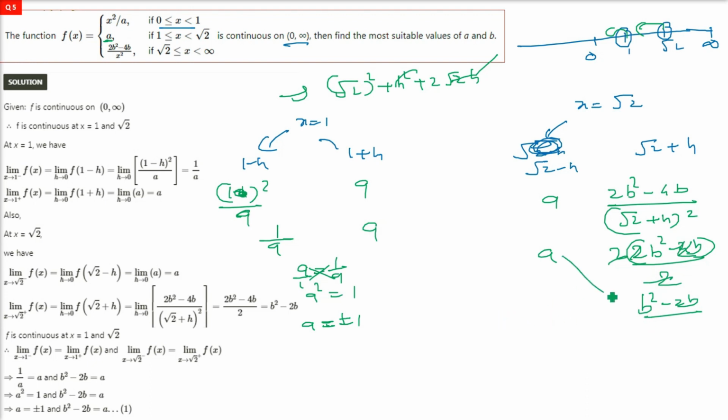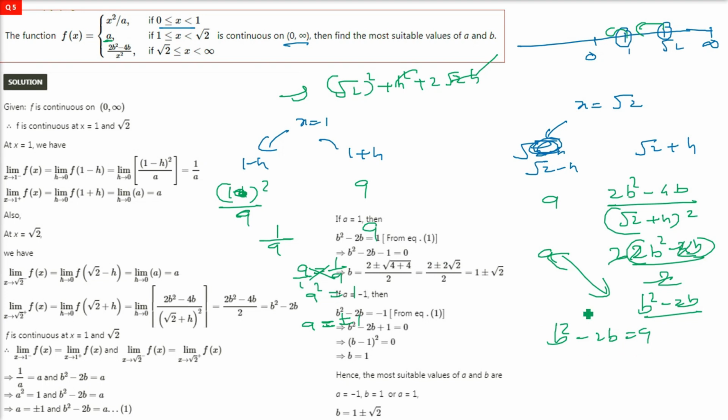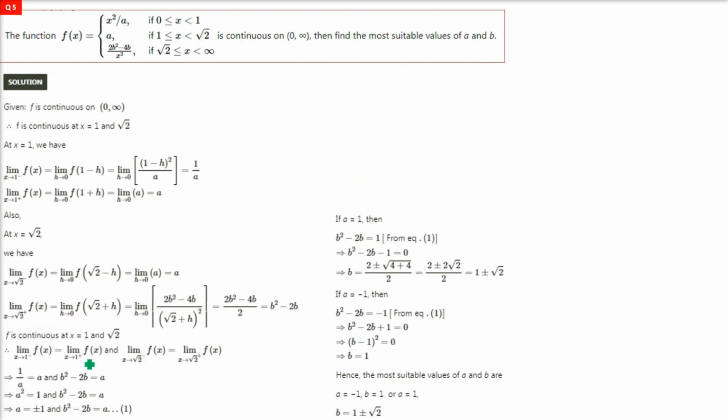What is the relationship? LHL, RHL. So b square minus 2b is equal to a. So a will be plus 1, a will be minus 1. What I am trying to suggest here is b square minus 2b is equal to a, which is plus minus 1. So we will get two equations here. b square minus 2b equals 1, b square minus 2b equals minus 1. So a was plus minus 1. a equals 1 we will take one time, a equals minus 1 we will take another time.